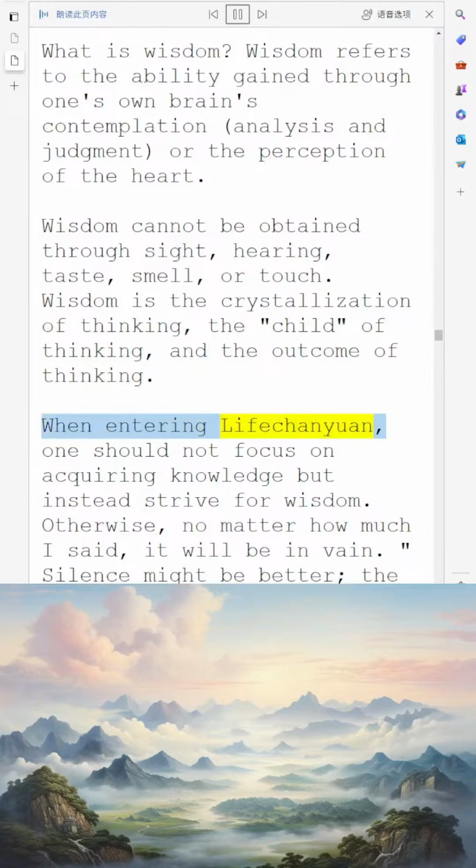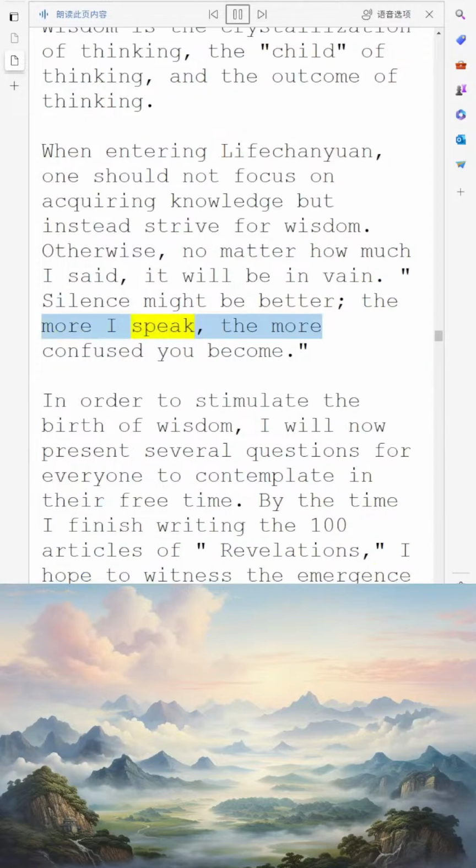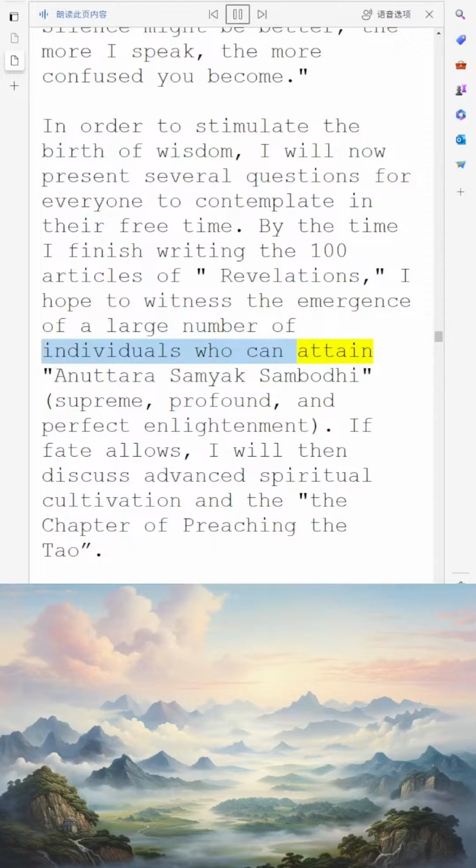When entering Life at Chanyuan, one should not focus on acquiring knowledge, but instead strive for wisdom. Otherwise, no matter how much I said, it will be in vain. Silence might be better. The more I speak, the more confused you become. In order to stimulate the birth of wisdom, I will now present several questions for everyone to contemplate in their free time. By the time I finish writing the 100 articles of Revelations, I hope to witness the emergence of a large number of individuals who can attain Anuttara Samyak Sambodhi, supreme, profound, and perfect enlightenment. If fate allows, I will then discuss advanced spiritual cultivation and the chapter of preaching the Tao.